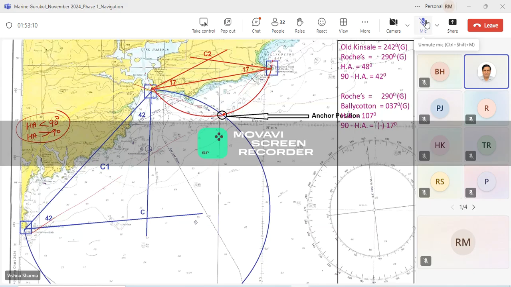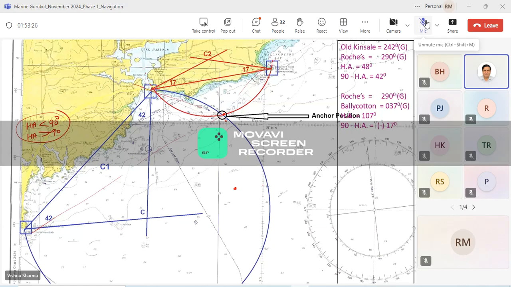So what I would suggest to you, to balance between time and everything, is that from your position, you take the true bearing of the farthest point. Why am I saying the farthest point, guys?